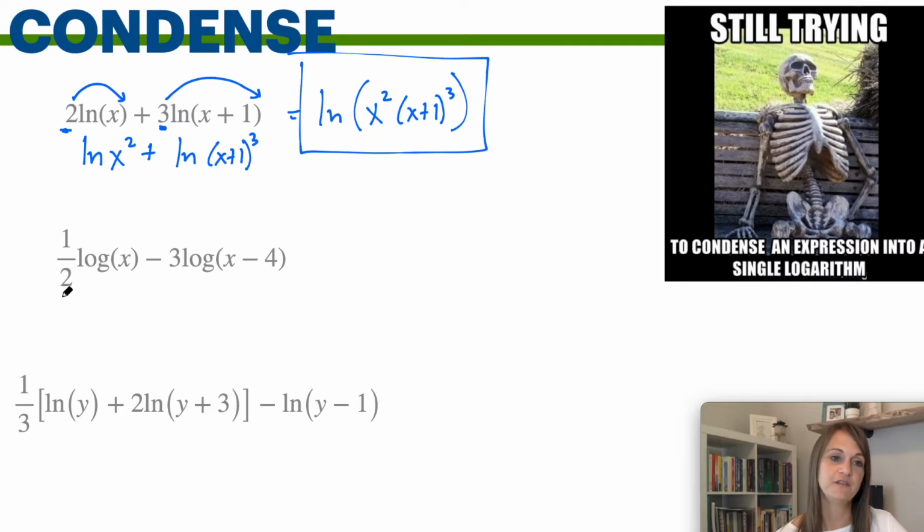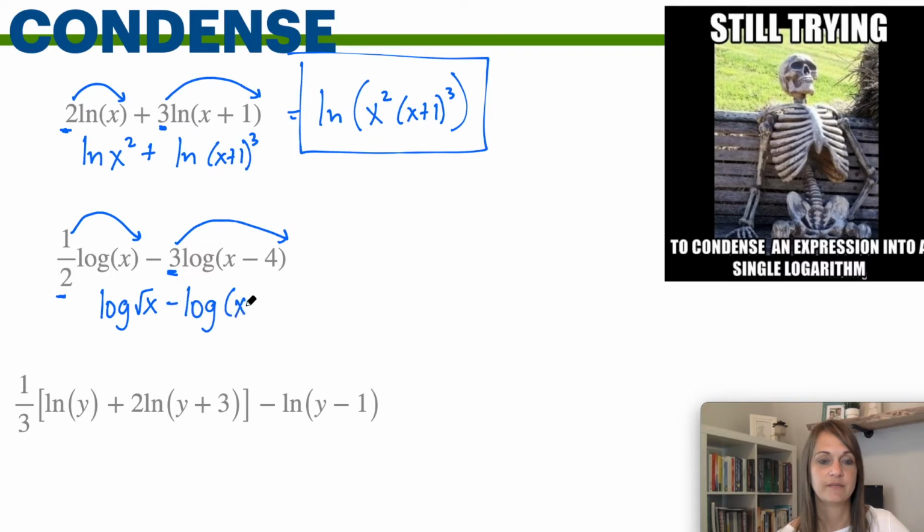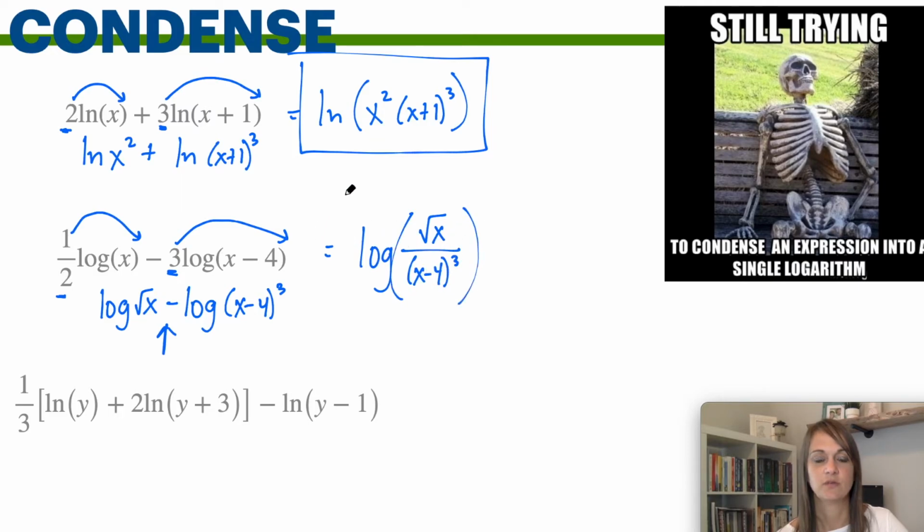Again, 1/2 means that that actually was an exponent, which is log of the square root of x, because 1/2 is the same thing as square root of x. Also this 3. This 3 was an exponent. So log of x minus 4, cubed. Now, a minus also means that you can have two functions that are divided. So you have the square root of x over x minus 4 cubed, which would be your final answer of condensing.